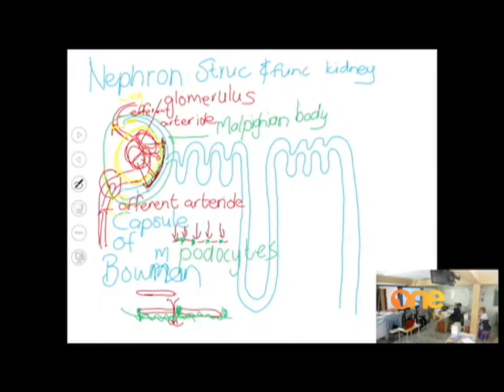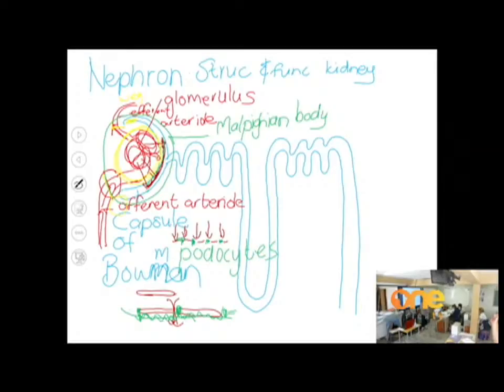This high pressure causes substances to move through the endothelium of the blood vessels and through the epithelium cells of the Capsule of Bowman, the blue one. All the small molecules can move in, but large plasma proteins and blood proteins cannot, due to the stoppers, the podocytes. They fill up the holes so that really only tiny molecules can enter there.